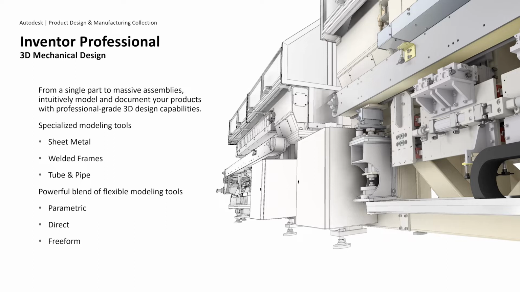There is frame generator that models the 3D for you as you specify the skeleton structure and the cross-section of choice for each member. Tube and pipe for assemblies, which includes routing rigid pipes and tubes, and the flexible hoses for machine designs and the consumer products. And the flexible modeling measures are there to remove any hurdles to quickly model and edit your 3D parts. So parametric direct editing and freeform capabilities, you can use them all together.